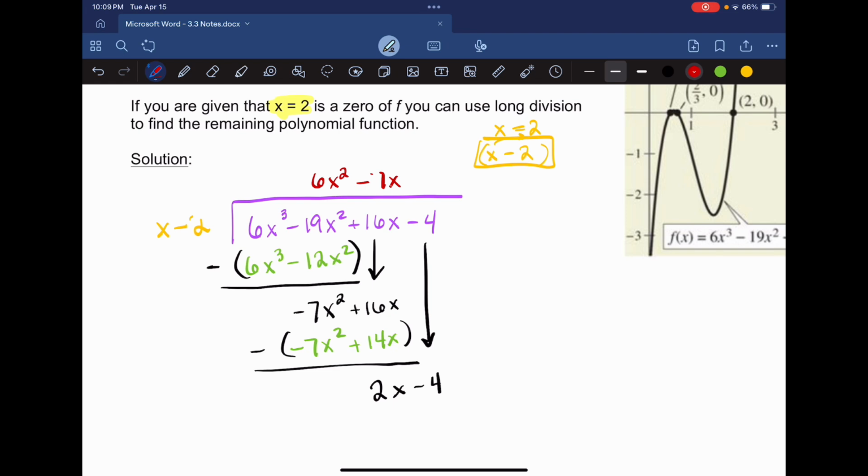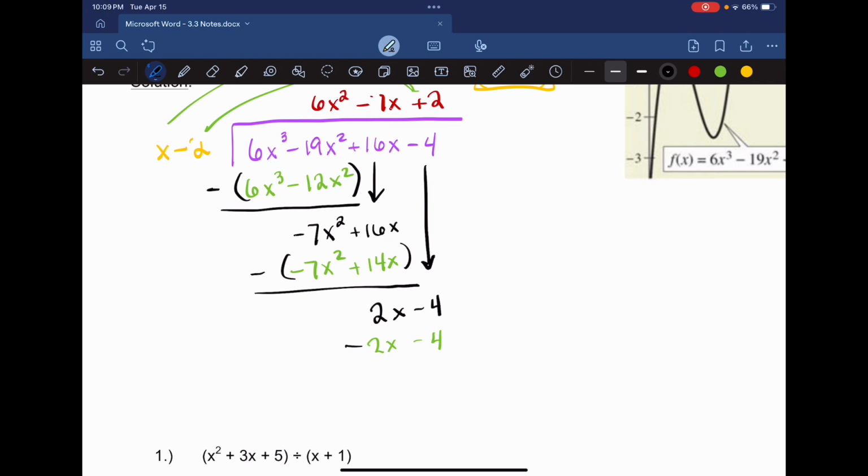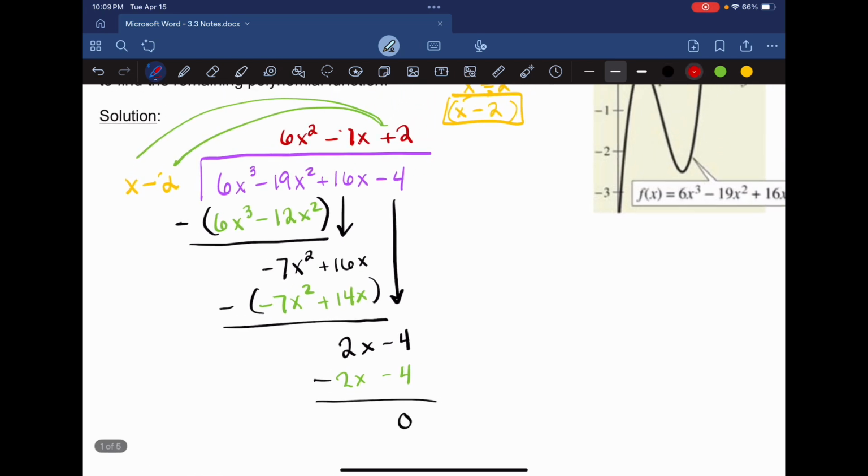I look at my leading coefficient here. What times x would give me a 2x? Well, I'd multiply by 2. So I'd do times 2 up here. So that, when I distribute it in, gives me 2x minus 4. I subtract, and I'm left with 0. We call this our remainder. Okay? That number that we get at the very end is considered my remainder.